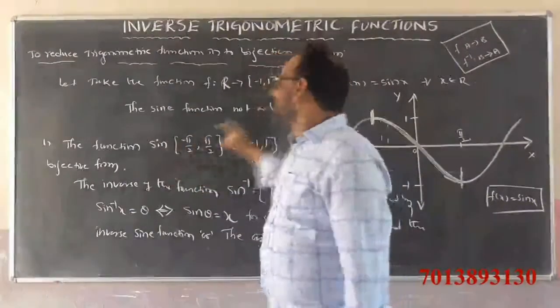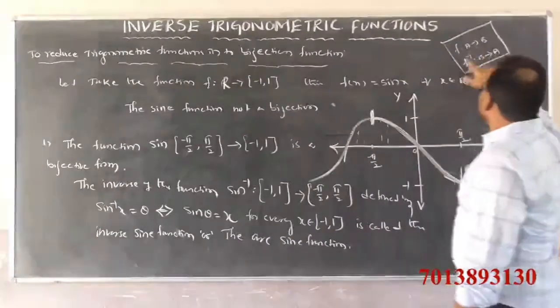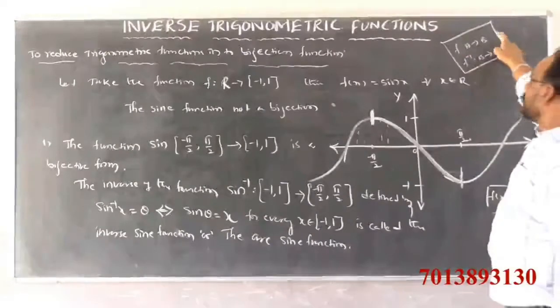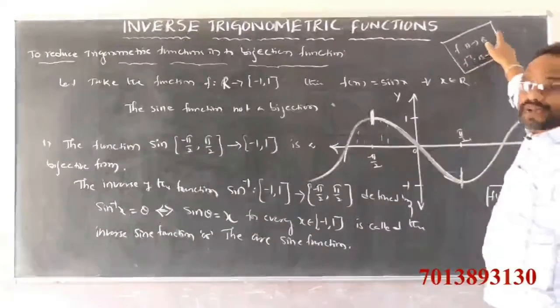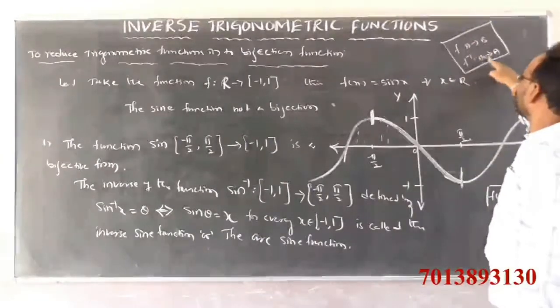If f is a mapping from A to B, then f inverse is a mapping from B to A. F is a mapping from A to B, and f is compulsorily a bijective function. Then f is mapping from A to B, then f inverse is mapping from B to A.